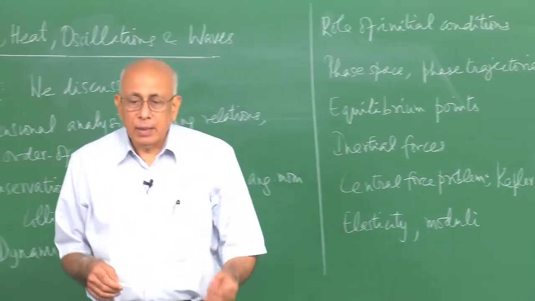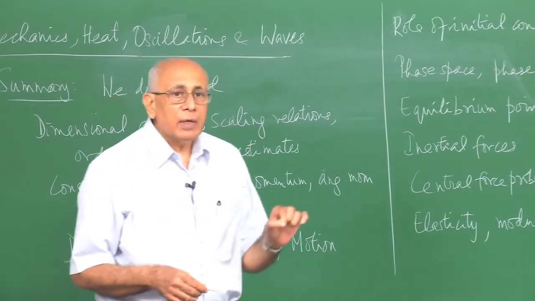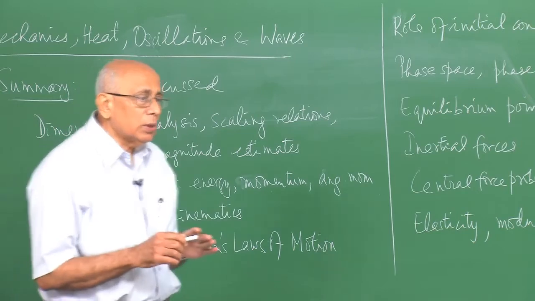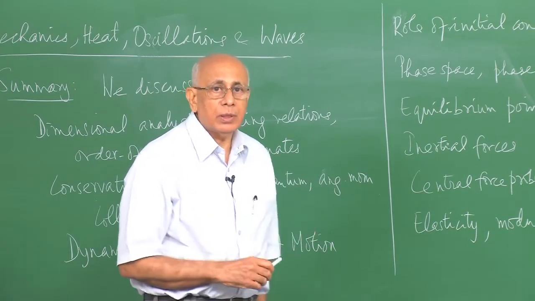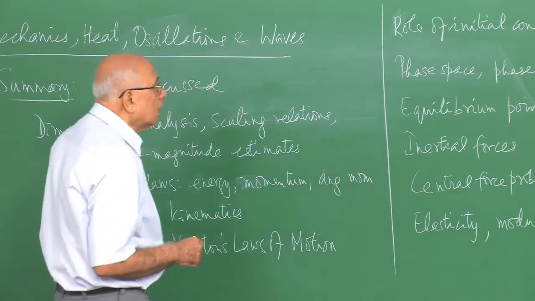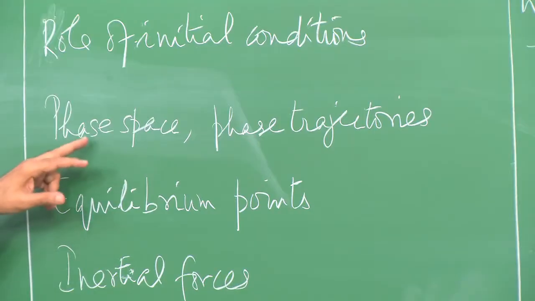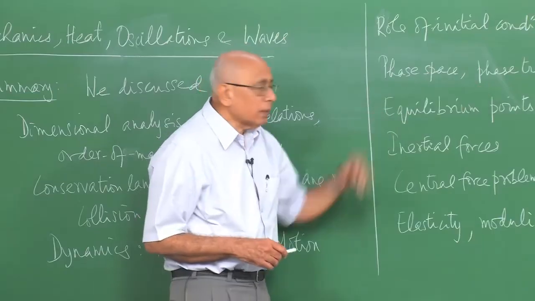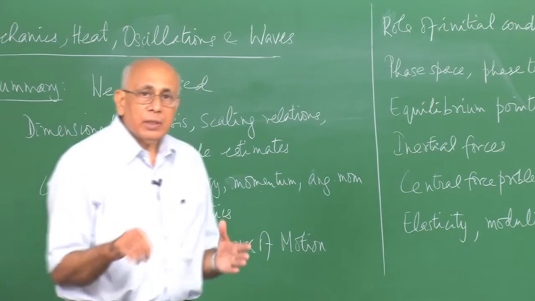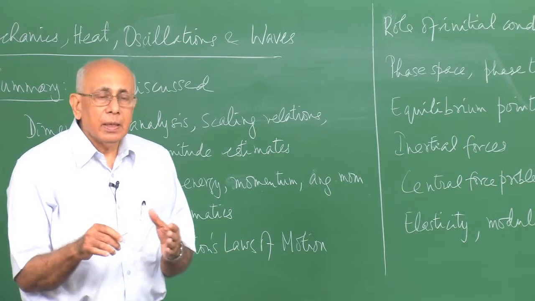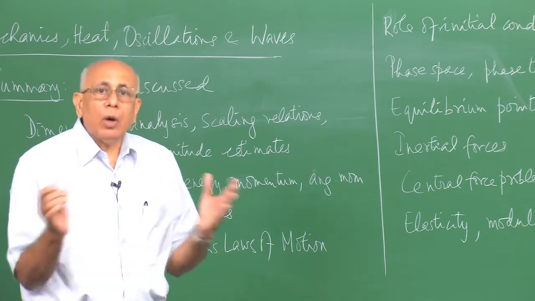In fact, the number of initial conditions you need for a dynamical problem tells you the dimensionality of the phase space in which this motion occurs, the dynamics occurs. So the next thing we did was to introduce the concept of a phase space and then the concept of phase trajectories, pointing out how a huge number of initial conditions, in principle an infinite number of initial conditions on any phase trajectory, could be described by one common trajectory.